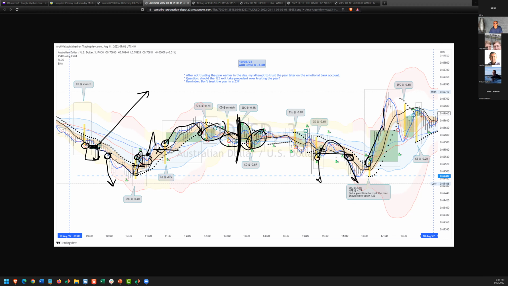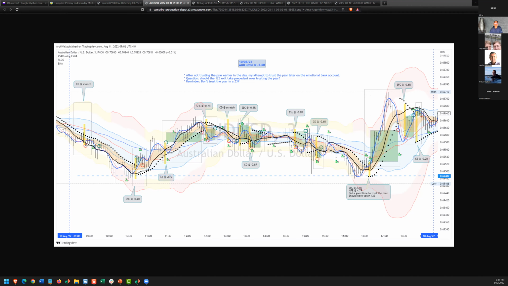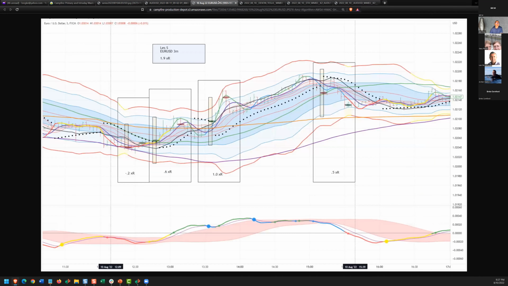Now, when you've got that kind of move, you've got a maximum favorable excursion of almost +5. We can't give back that much, especially given the amount of grinding that was going on in here. So there's some tightening up that we got to do. Less 1.9.